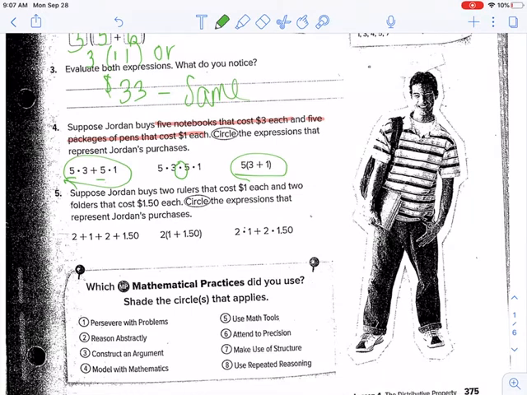Okay, number 5, suppose Jordan buys 2 rulers that cost $1 each and 2 folders that cost $1.50 each. Circle the expressions that represent Jordan's purchases. So 2 rulers for $1 each, and then 2 folders for $1.50 each. That would be this one. Now notice again the 2 is in common, so we could pull the 2 to the outside and you'd have your $1 plus $1.50 left inside. This one, there's no multiplication in there, it's all plus. That's why we wouldn't pick that one.